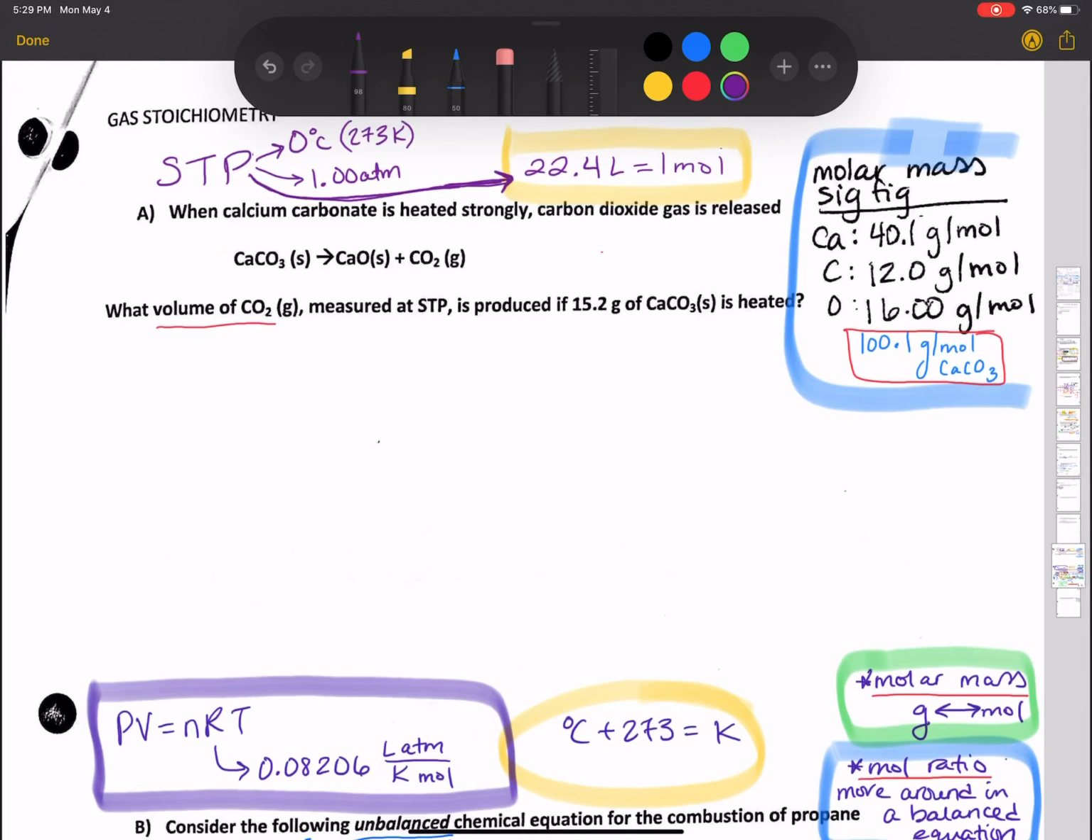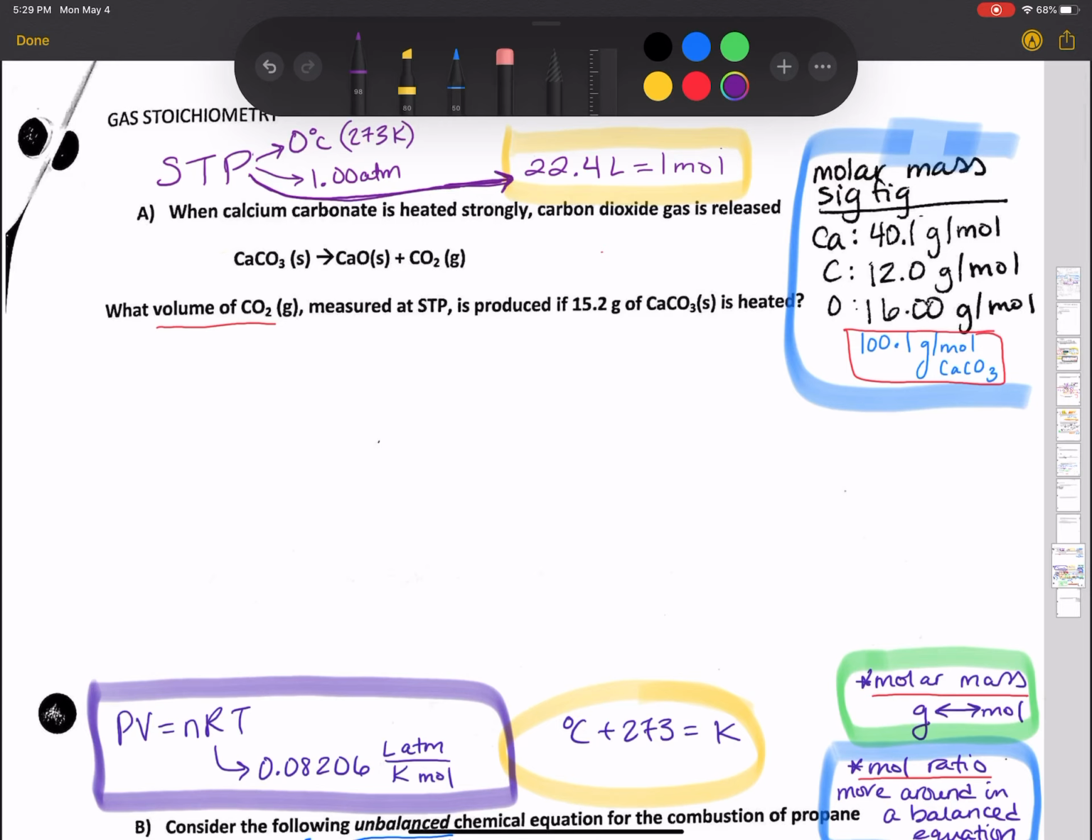Question A on page 8 is your next question for gas stoichiometry. At the bottom of the screen, I have the same details that you had on your page when you looked at part 1 of this video, which was for question B. So I have the ideal gas law written out for you, your Celsius to Kelvin conversion, your review of molar mass, and your review of mole ratio.